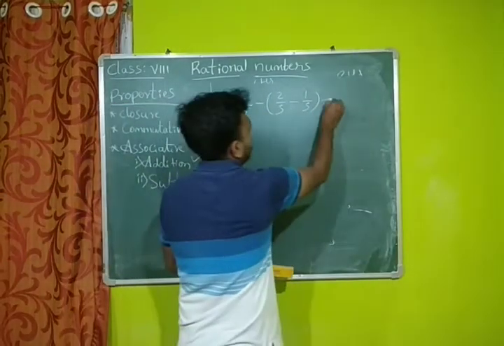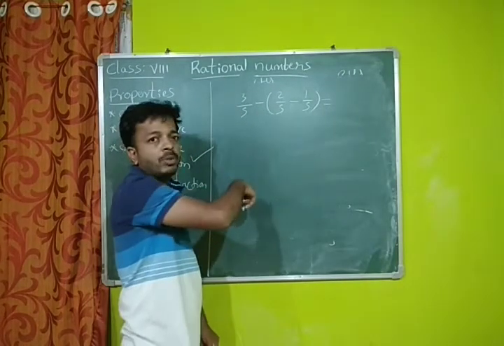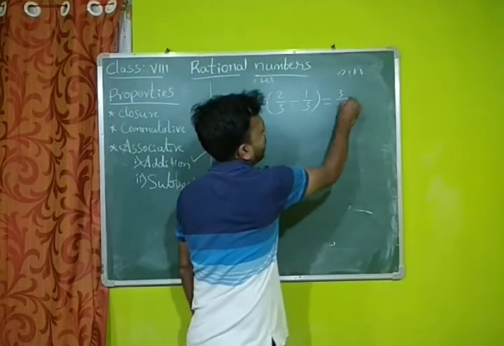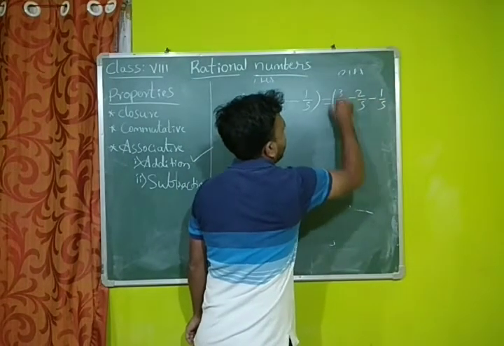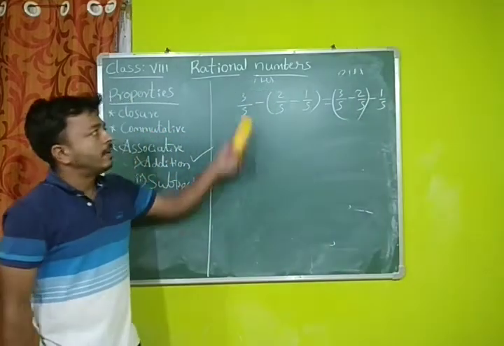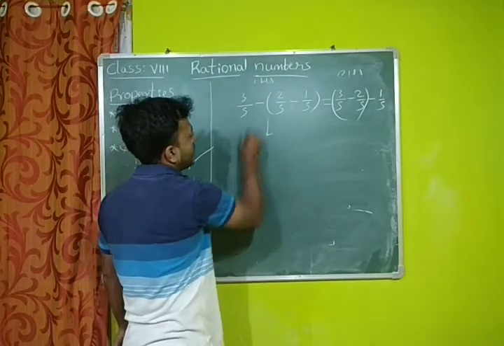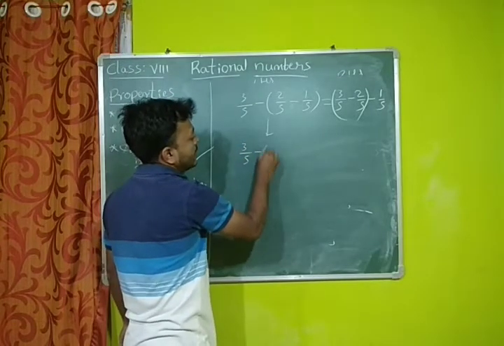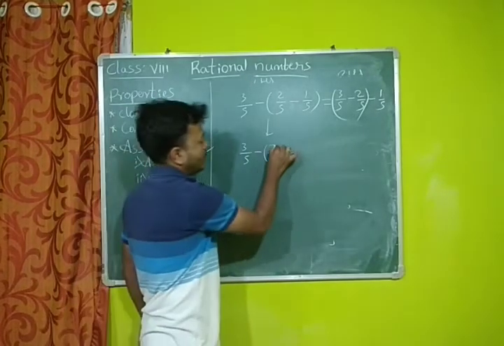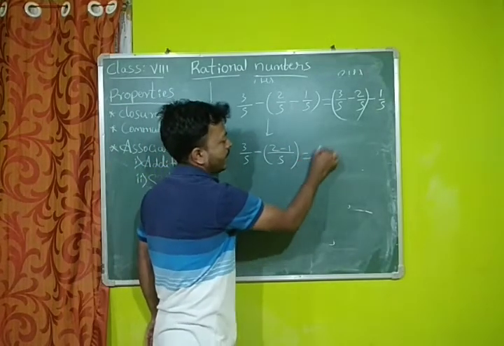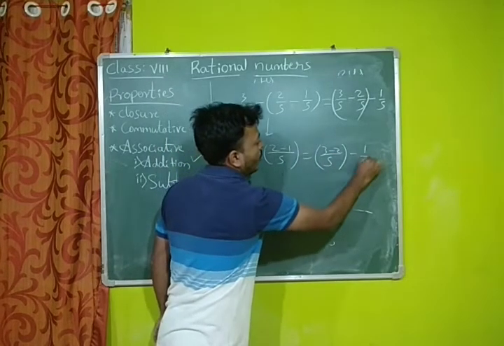So for the RHS, what do we have to write? Just put the bracket on the last two terms: 3/5 - (2/5 - 1/5). Now find out the LHS, what answer we will get. This is 3/5 minus, these two are like fractions, 5, and next 2 minus 1. And this is 5, 3 minus 2 minus 1 upon 5.